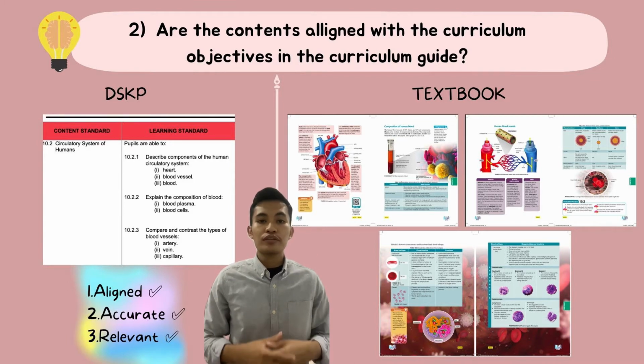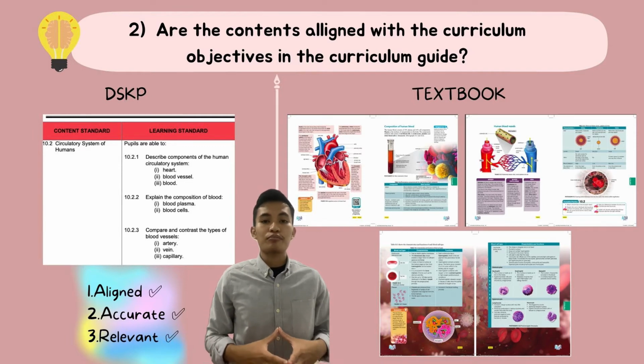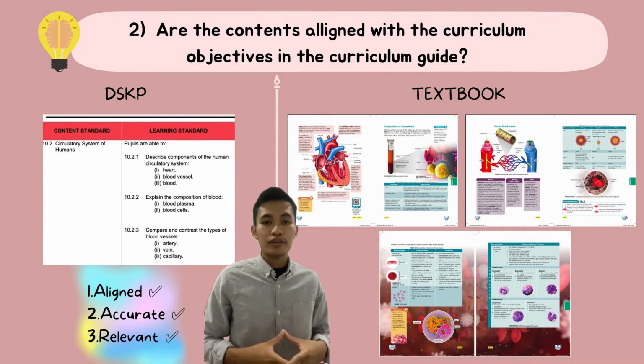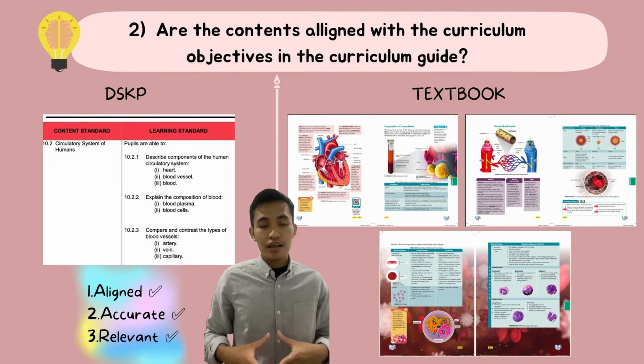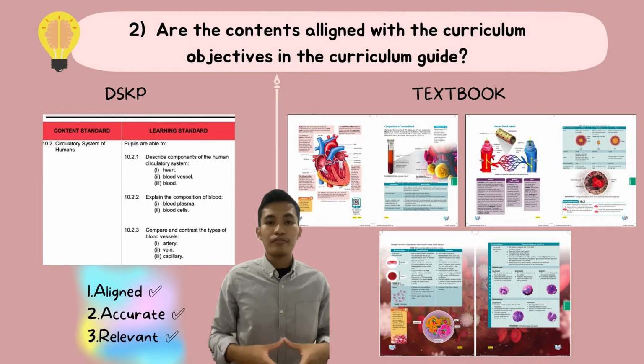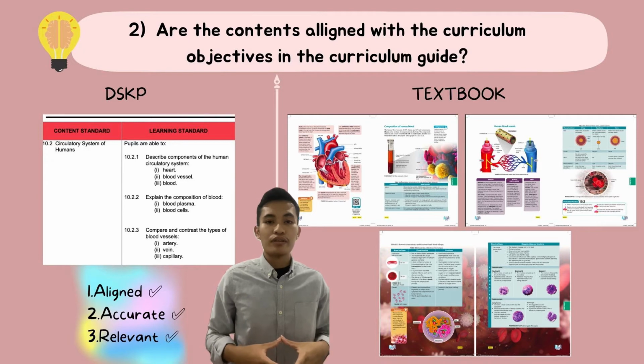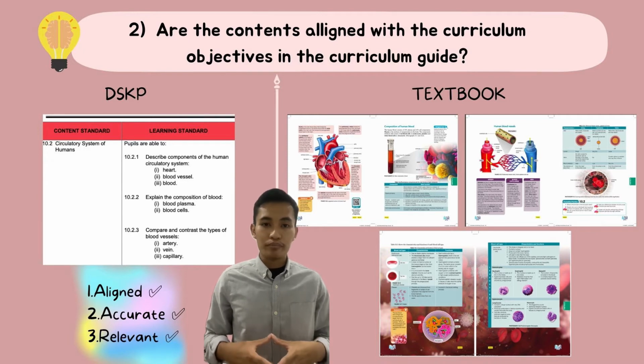If we refer to the textbook, we can see that the DSKP is aligned with the textbook. So it can be confirmed that both the DSKP and textbook content are aligned to each other. The content is also relevant for Form 4 students. Why do I say that? Because in Form 3, they have learned about human blood circulation. So they have some basic knowledge before they start to learn more on this topic.